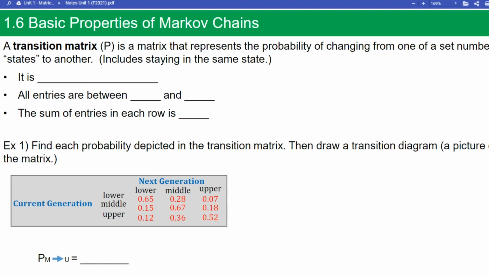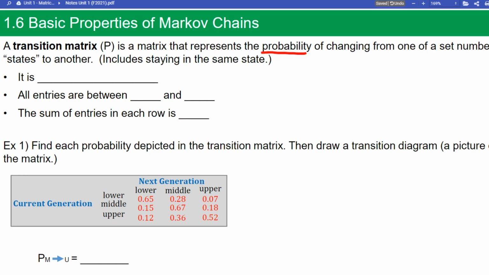1.6 basic properties of Markov chains. We start with a transition matrix, and it's denoted with the letter P, but a transition matrix is a matrix that represents the probability of changing from one of a set number of states to another, including staying the same. So we are dealing with probabilities. So think about what that means.